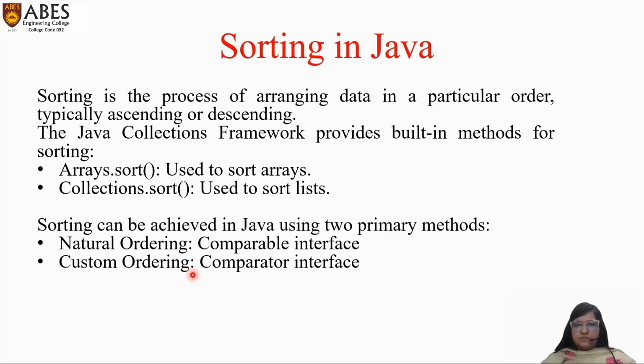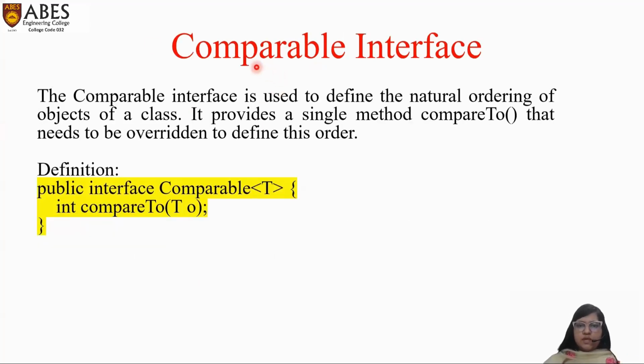Let's move forward. Let's start with the comparable interface. The comparable interface is used to define the natural ordering of objects of a class in the Java Collection Framework. It's a part of the java.lang package and it provides a single method called the compareTo method, and that must be overridden to define this order. Please listen to me very carefully. It's not a part of the java.util package. It's a part of the java.lang package.